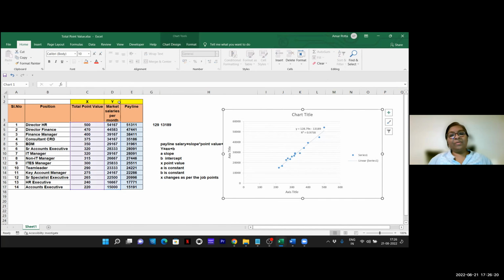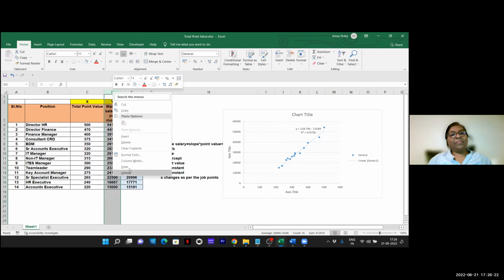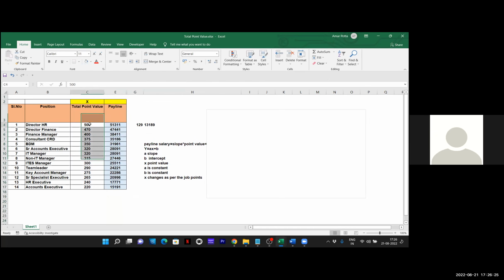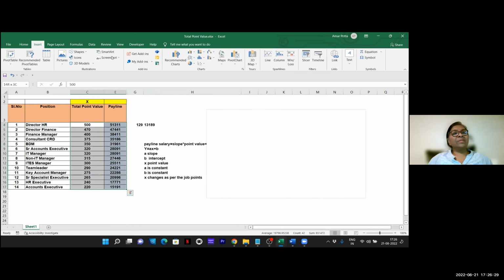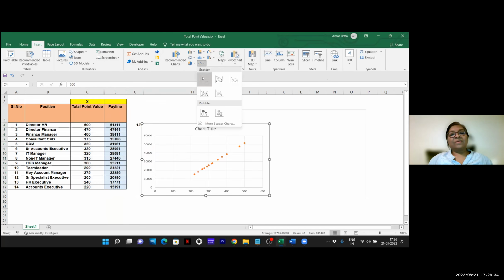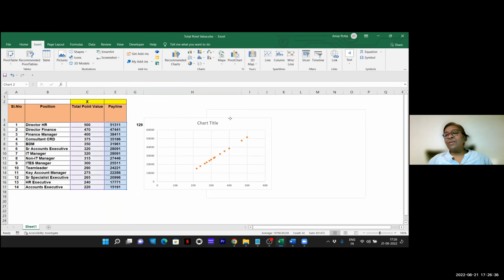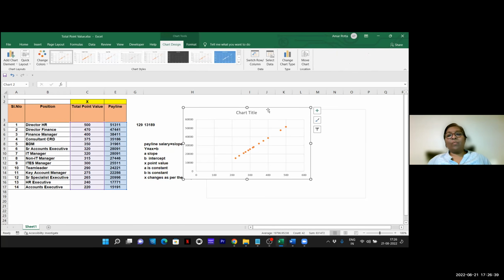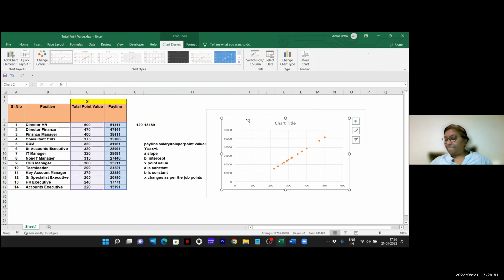Hide market salary, select, and then insert. Yes, you will get a straight line. You get me? What does it mean? That is your pay line. Can you just bring down so that I can explain and we'll quickly close the session, because that's important.